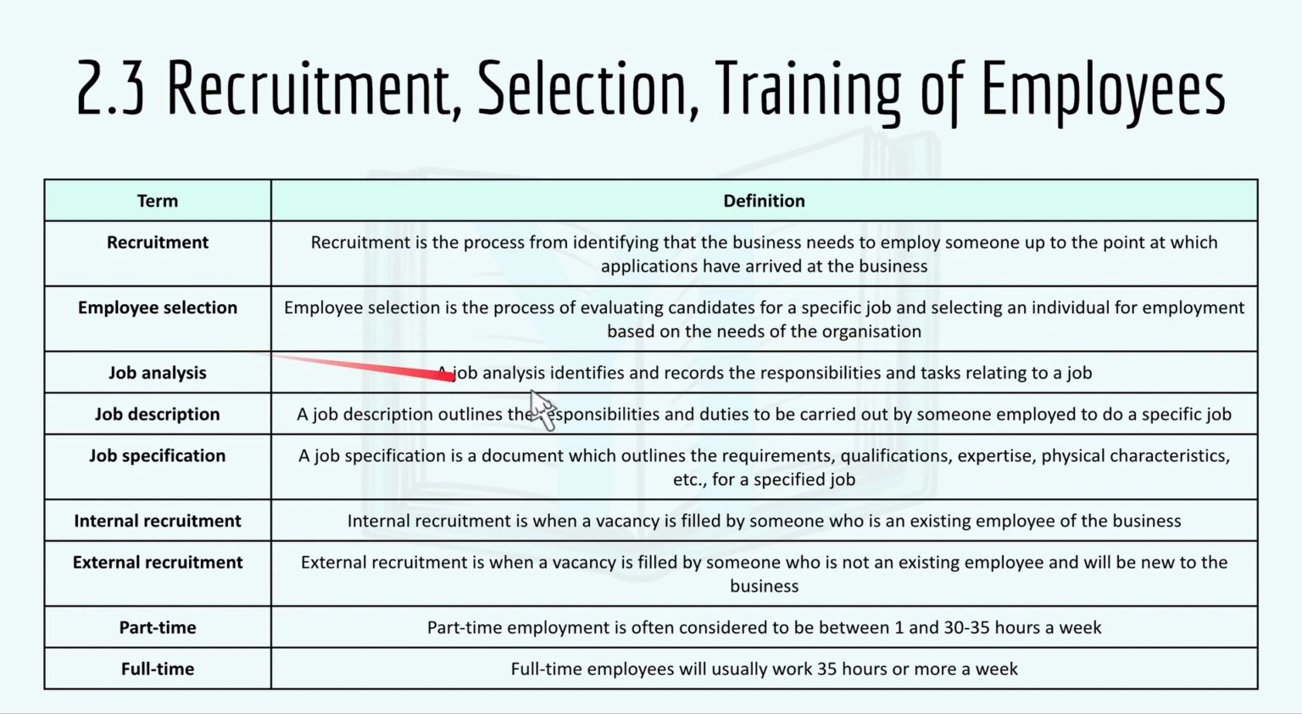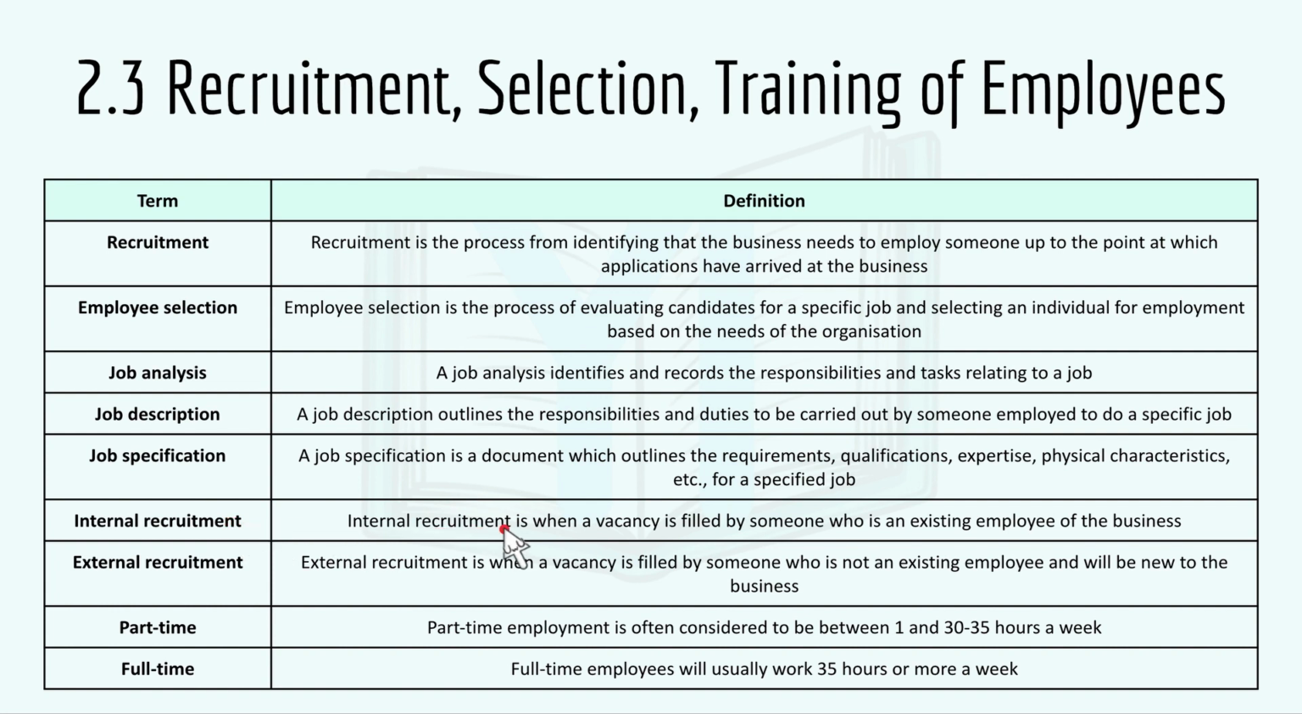Job analysis identifies and records the responsibilities and tasks relating to a job. Job description outlines the responsibilities and duties to be carried out by someone employed to do a specific job. Job specification is a document which outlines the requirements, qualifications and expertise, physical characteristics, etc. for a specific job.